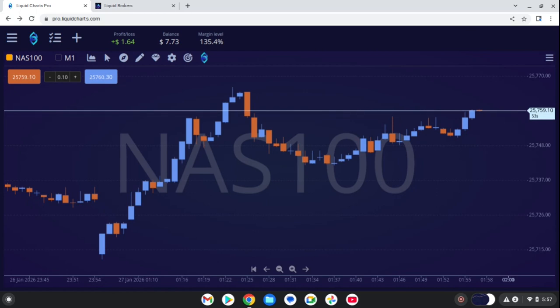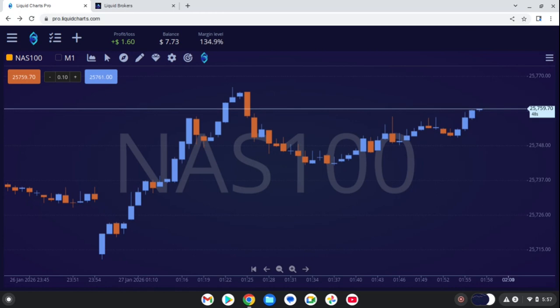Before we get into trading, I want to show you something important. All markets react the same way on the charts. Now let's look at this 1 minute chart. Every candlestick shows what price did during every single minute.